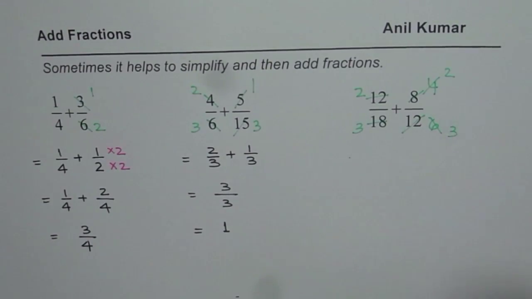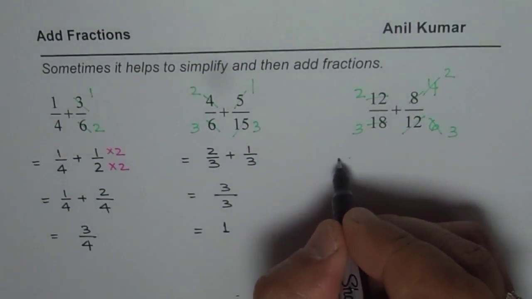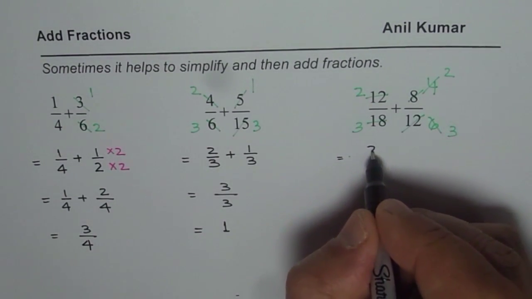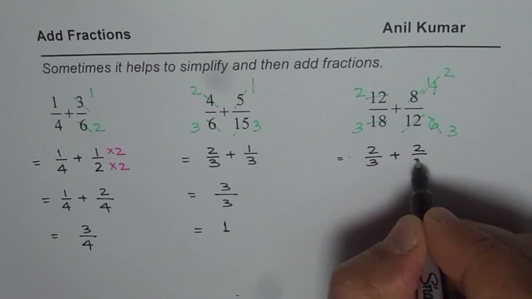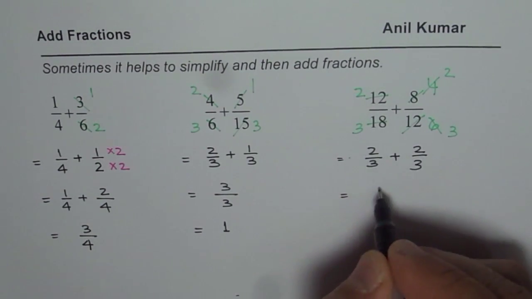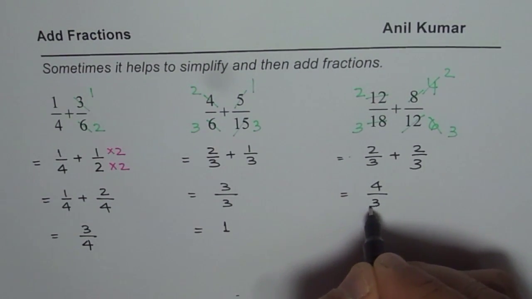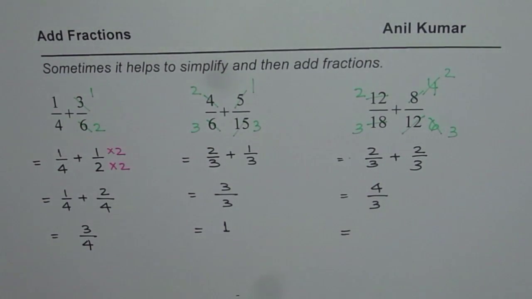So we could simplify in steps just as I did, right? So what do we get here? We get equivalent fraction 2 over 3 plus 2 over 3. When you add them, 2 plus 2 is 4, 4 over 3. It is a good practice to write them as mixed numbers.